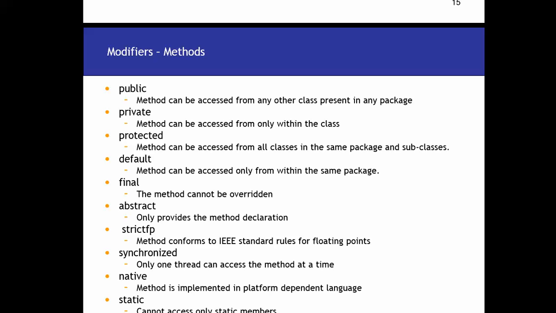And next, a native method is implemented in a platform-dependent language. Whenever you want to use a C implementation in your method, you can just declare that method as native. Then you will be able to implement it in C. And a static method can access only static members. Whenever you make your method static, you will not be able to access the other variables.